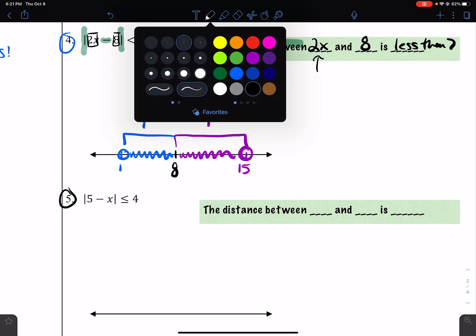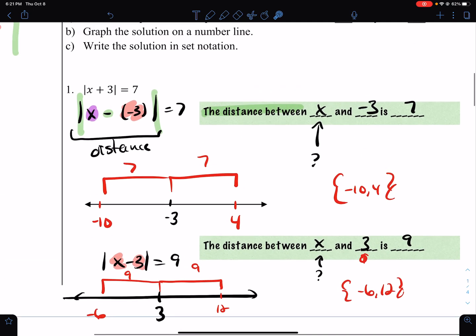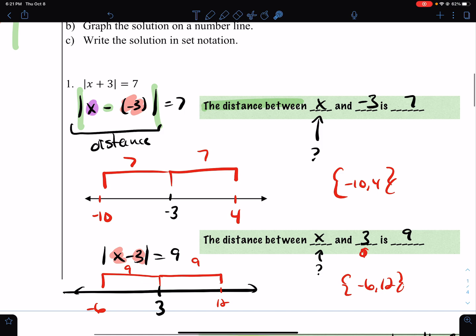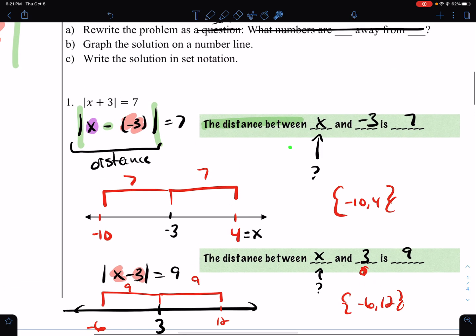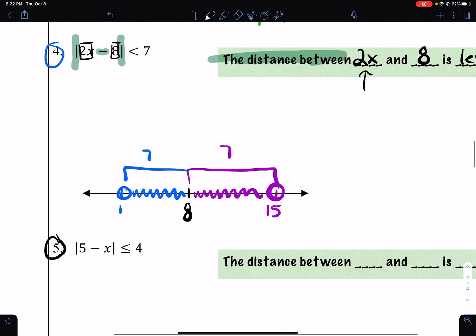Now the difference here is on all the other problems, our endpoint was exactly x, right? Because we were saying the distance between this number and x was more than 8. So I'm just going to use an easy example like with this one. If the distance between x and -3 was 7, if I travel 7 away, the number I landed on was exactly equal to x. Same thing over here. If I said the distance between this number and x was 7, if I go 7 away, this number must be x. But in this one here, the number we end at is not called x.